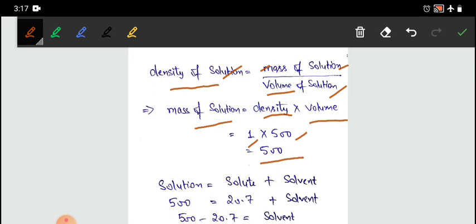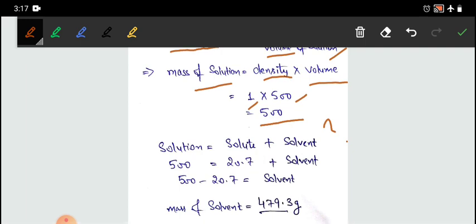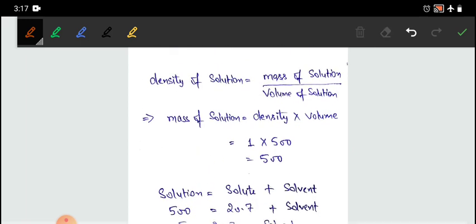Now I have the mass of solution, and I already know the mass of solute, but I need the mass of solvent. How to calculate? We know solution is made up of solute and solvent. Solution is 500, solute is 20.7, so after subtracting we get 479.3. Again I am repeating this: first I need to calculate mass of solution. To calculate this, I apply density equals mass upon volume of the solution, and from here I get the mass of solution.